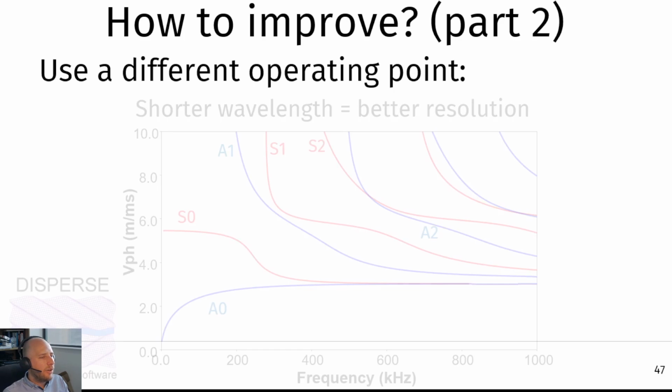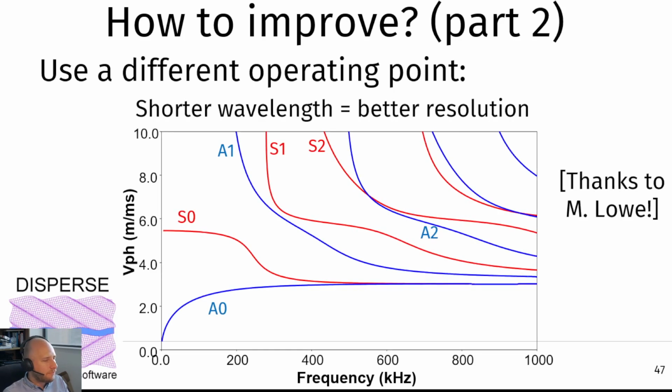So another idea is to try and use a different operating point. Here again, we've got the dispersion curves that we had a look at earlier. I've now marked on the higher order modes, and I should say thanks to Mike Lowe, my colleague, for helping produce these dispersion curves. The point is we've been operating down here so far, so A0 at 50 kilohertz for a 10 mil thick plate. In the past, we also had a look at S0 in this particular region here.